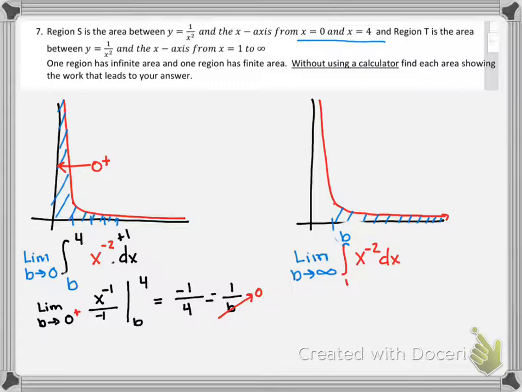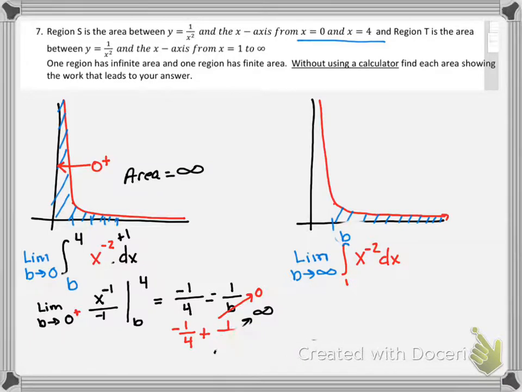So we can evaluate this first term. It will be negative 1/4. But we'll then be adding 1 over small b, which we know will go to infinity. So this is a divergent integral, and therefore this is our infinite area. So the next one we know must be the one that's finite, but why? We'd have to show it to the AP board.